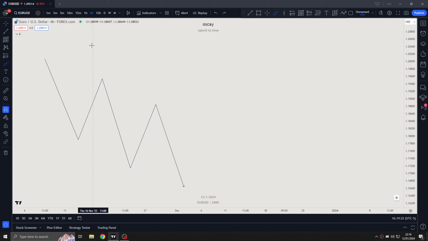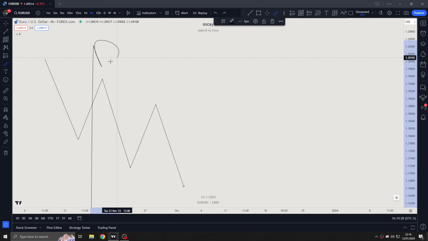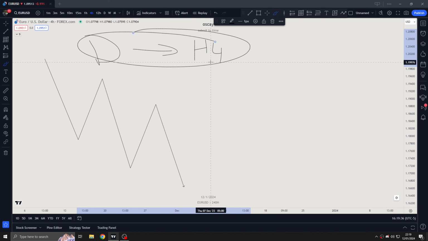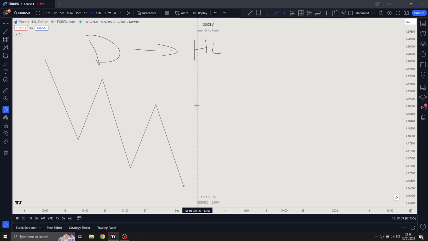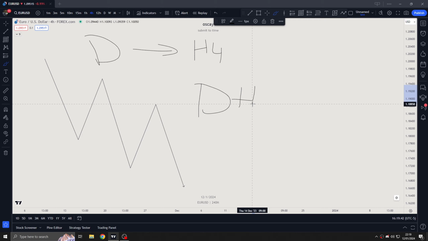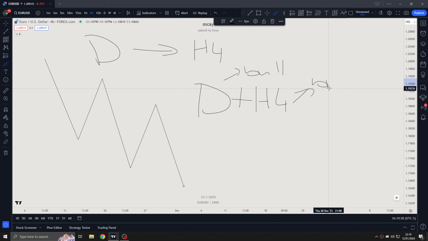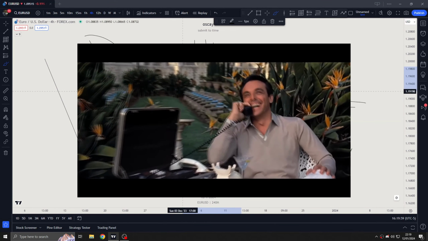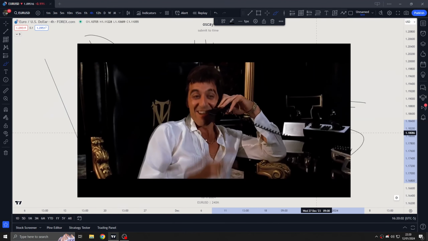Okay, so if this is the daily time frame, I spoke about time frame alignment. If this is the daily, then we want to see the H4 in sync. When the H4 and the daily are in sync, let me put it like this, I'm gonna put it easy for you guys. Daily plus H4 sync. Let's say daily bull, and the H4 is also bullish. What does that mean? That means money. Let me make it simple for your TikTok brain. Daily bullish, H4 bullish means money.